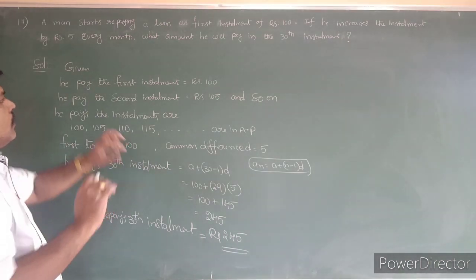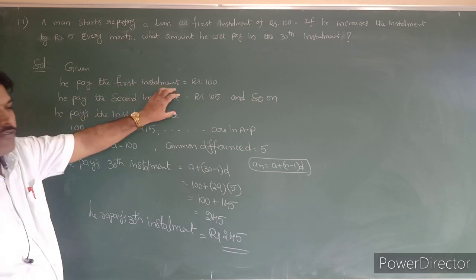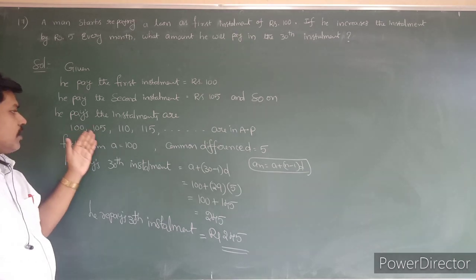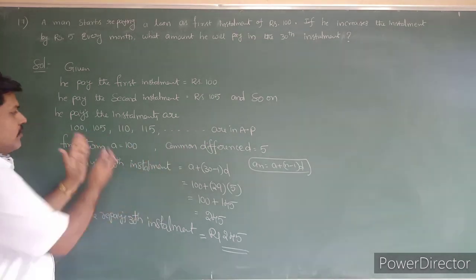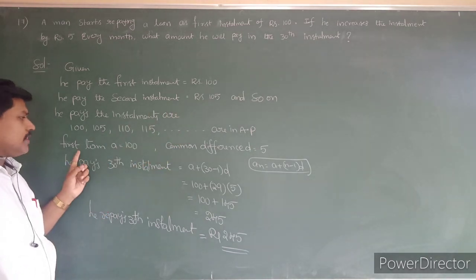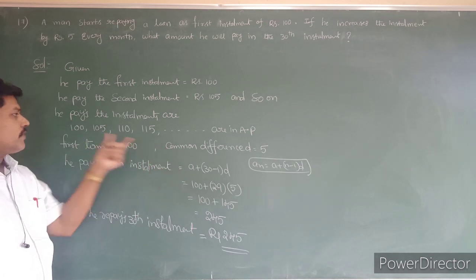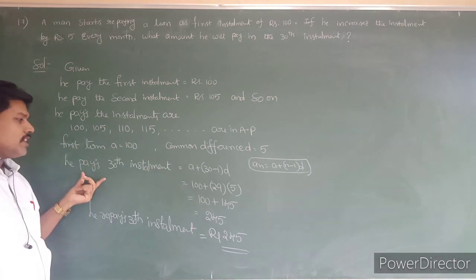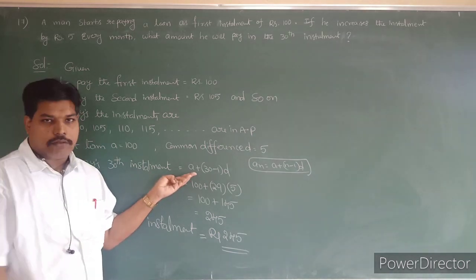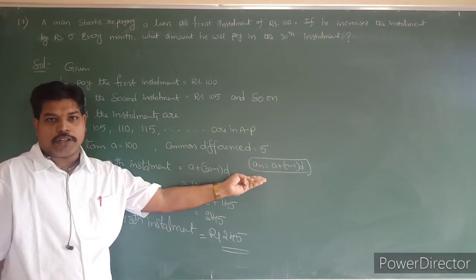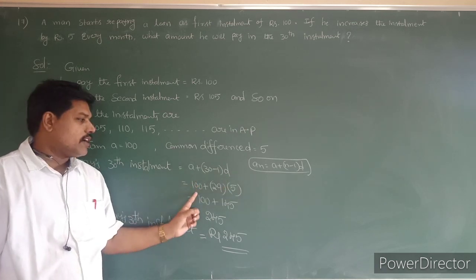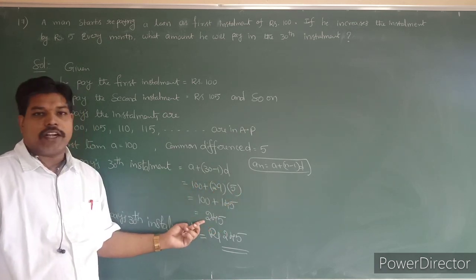Question, students. So first installment is 100, second installment is 105, and so on. So the meaning is, what are the installments he will pay? 100, 105, 110, 115, and so on. Clearly the common difference is the same. So the sequence is in AP. So first term is 100, common difference is 5. So they are asking what he will pay in the 13th installment. The 13th installment is the 13th term. So the nth term formula is A plus n minus 1 into D. So the 13th term is nothing but A plus 13 minus 1 into D. So A value is 100 and D value is 5. So just simplify.